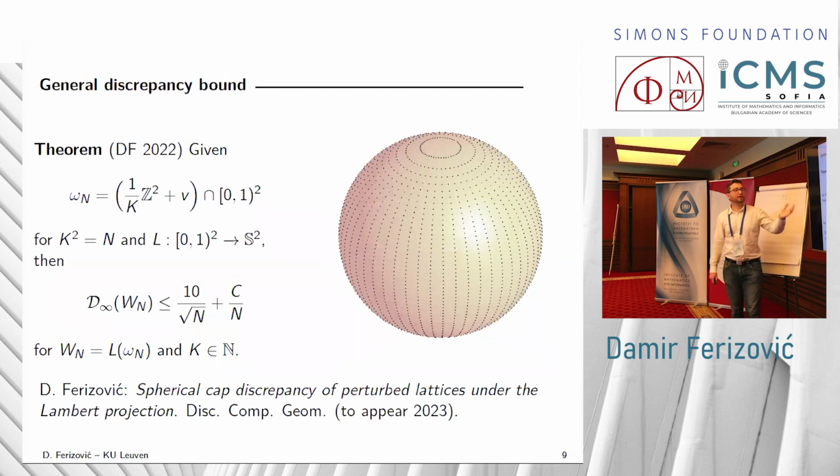Now, the theorem that I've been able to show is, well, actually just a special case, but it's good enough for our talk today. You take a factor 1/k, and for any translation that you put there, if you map your points via the Lambert projection, this W_n will be a mapped perturbed lattice. Then we'll have a spherical cap discrepancy bounded by 10 over the square root of n. So this gives you a big family of points that have a good spherical cap discrepancy.